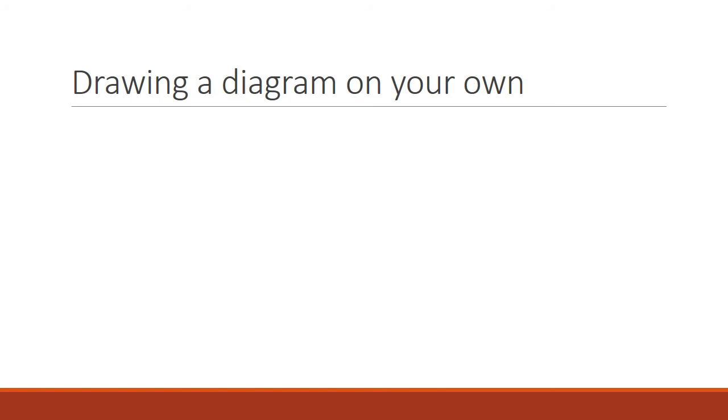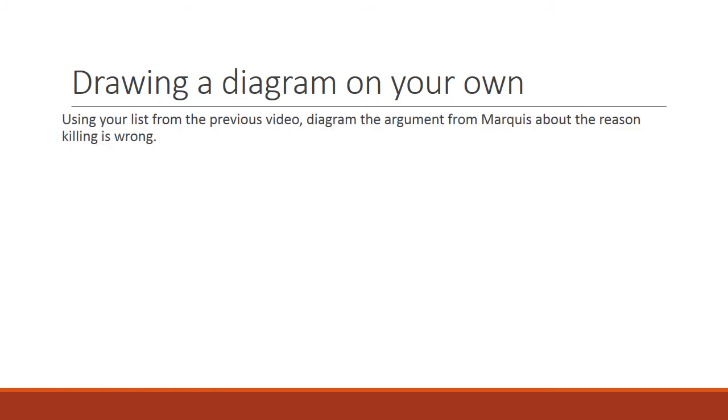Now, let's take all of these skills you've just learned and see if you can draw a diagram on your own. Using the list you generated while we were going through the previous video, see if you can draw a diagram of the argument that Don Marquis gives that the reason killing is wrong is because it deprives a victim of his or her future. You can pause this video while you draw your diagram and then come back and see what I came up with.